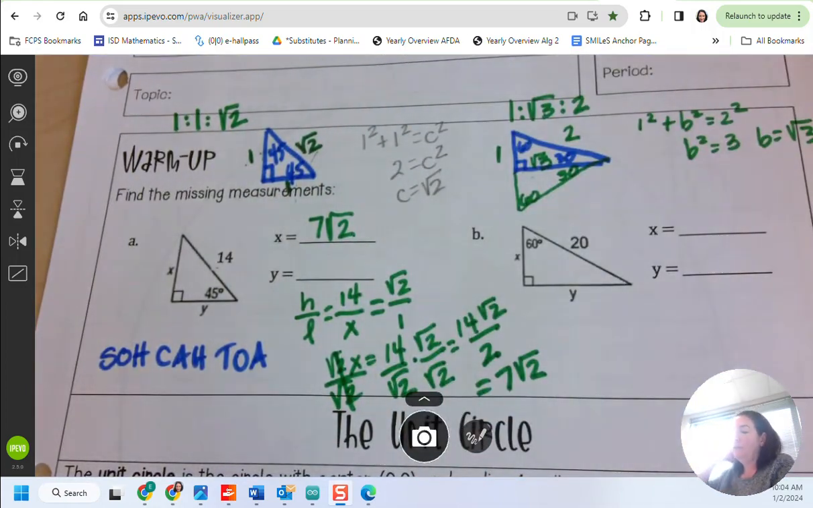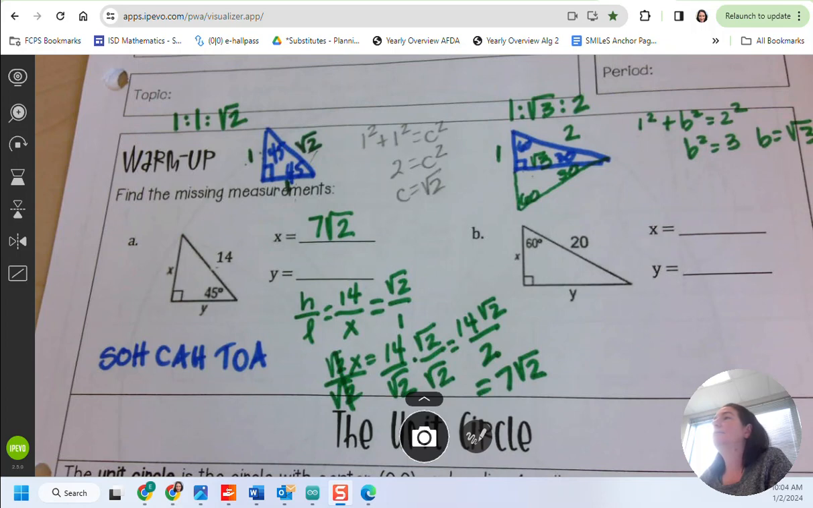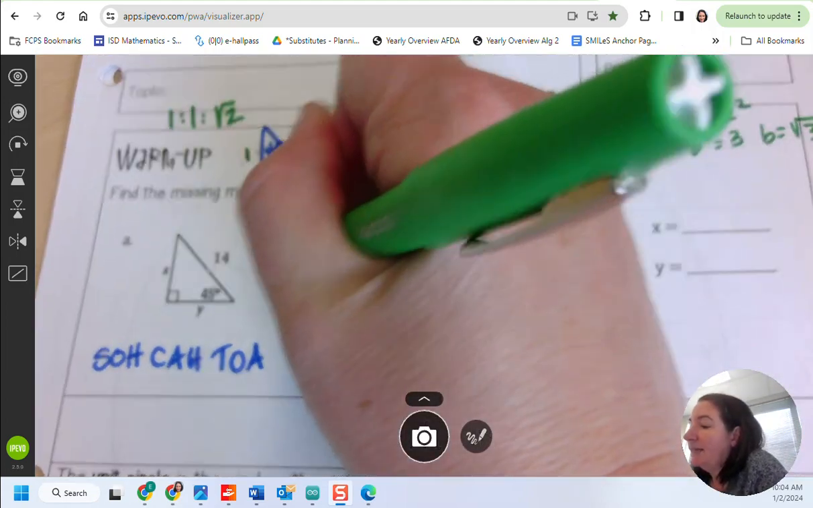Now, if you got something from SOHCAHTOA that was a decimal, just type 7 root 2 into your calculator and see if you got the same thing. Can anybody confirm this answer, 7 root 2? You got the same thing? 7 root 2. Okay, good. All right, how about y? If x is 7 root 2, what's y? Same thing, right?